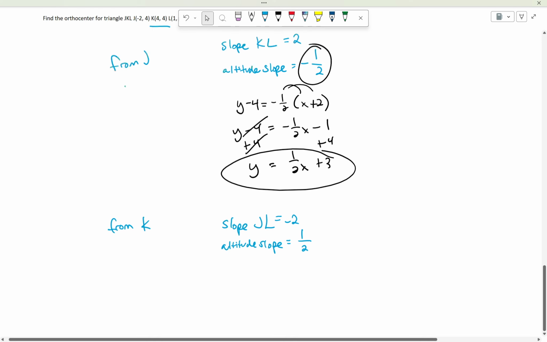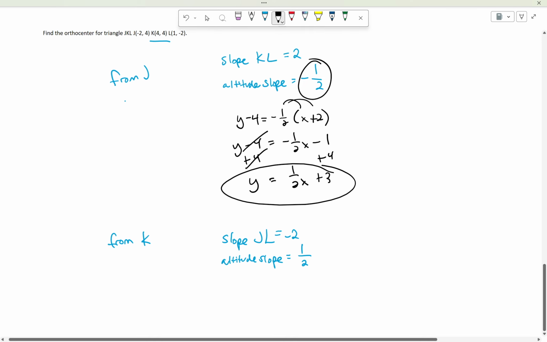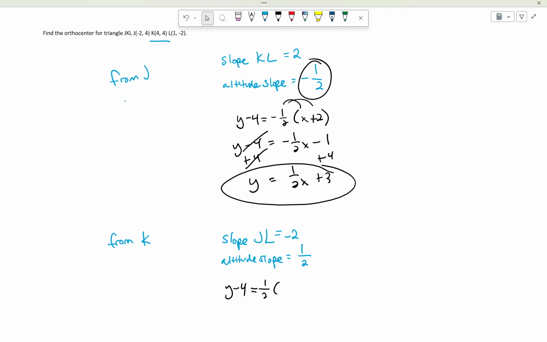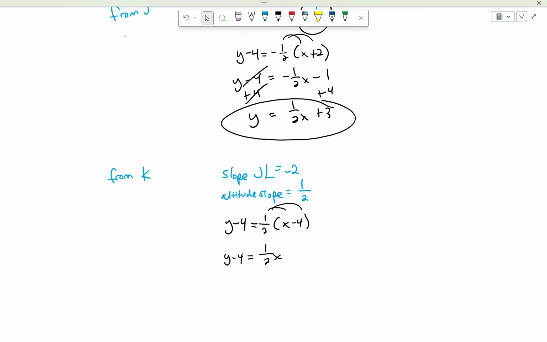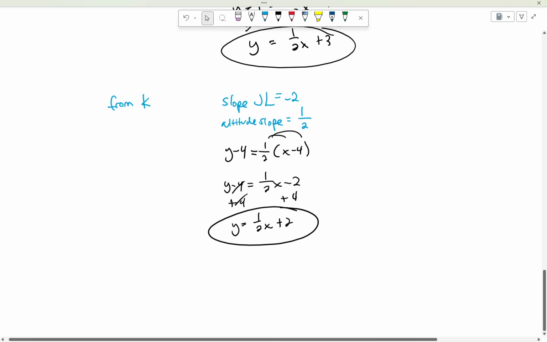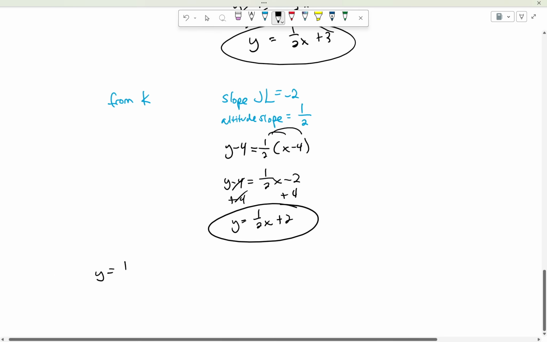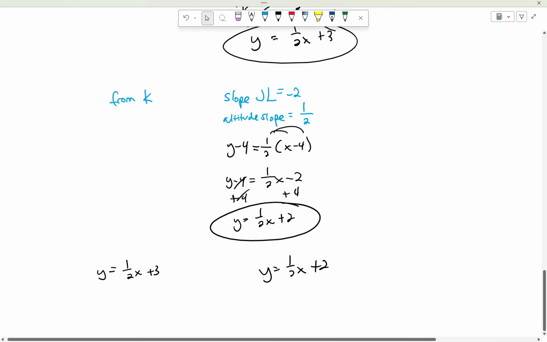All right. So then I'm working with K. It's 4 comma 4, so y minus 4 is equal to 1/2 times the quantity x minus 4. So y minus 4, got to distribute. 1/2 x, 1/2 times -4 is going to be -2. Add my 4 to both sides. So y is equal to 1/2 x. -2 plus 4 is +2. That's my other equation. Now remember, gentlemen, I have these two equations now. I have y is equal to -1/2 x plus 3. I have y is equal to 1/2 x plus 2.